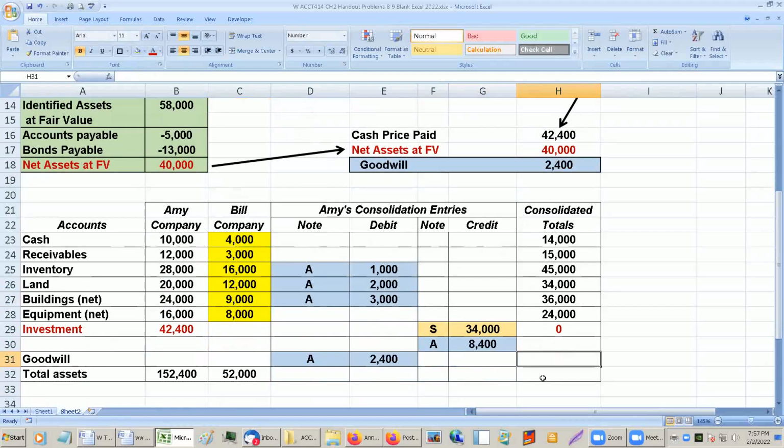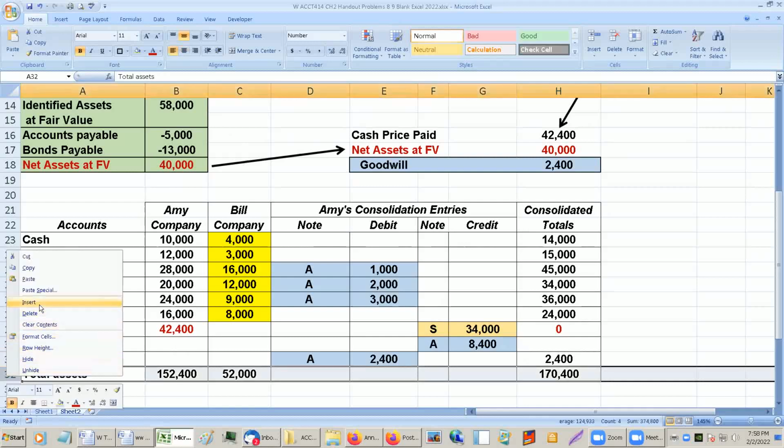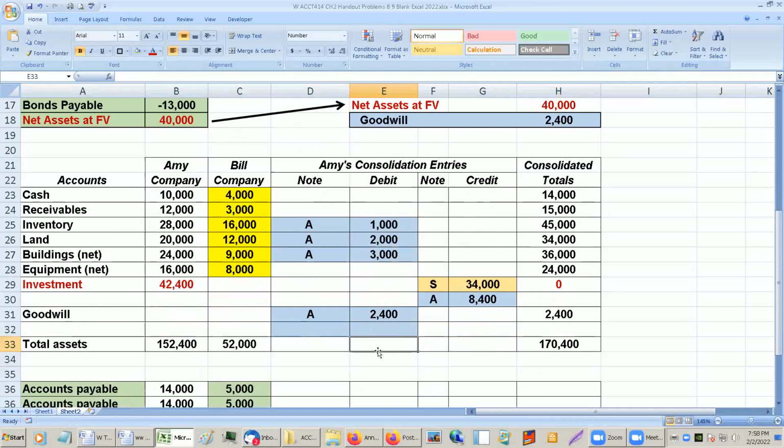And what's that? 84. Oh, you added the assets. Got it. Never mind. And now, but don't forget this one too, though, when you're doing these. That Goodwill. You know, I should probably put that up higher in this thing. So this would be the consolidated totals. All right, so this would be their consolidated total for the assets.